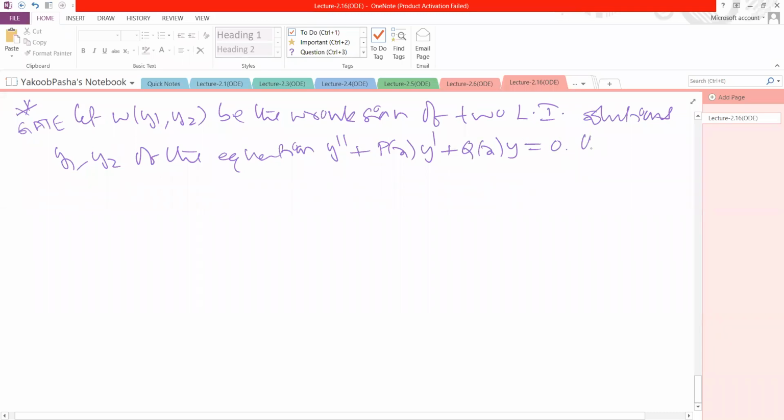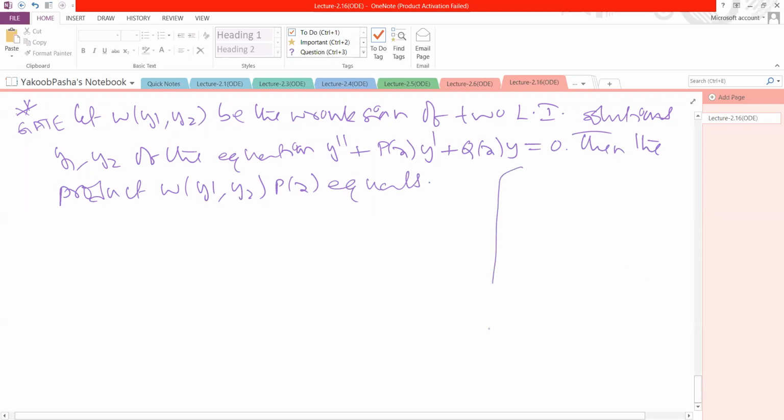Okay. Now the product of the Wronskian of y1 comma y2 and p of x equals, and they gave different options. I am writing the options also here. Okay, it is a GATE 2013 question. You can see it in the question paper also.